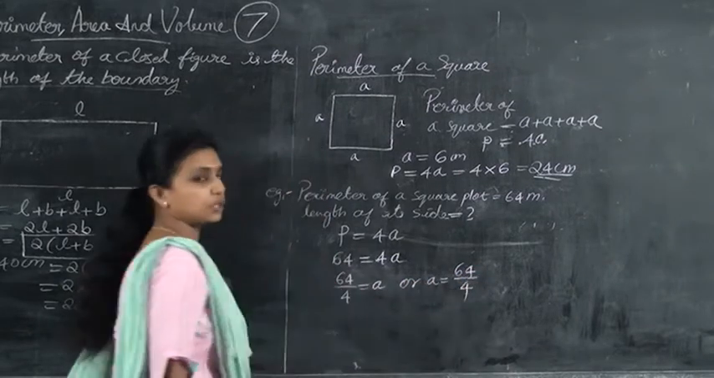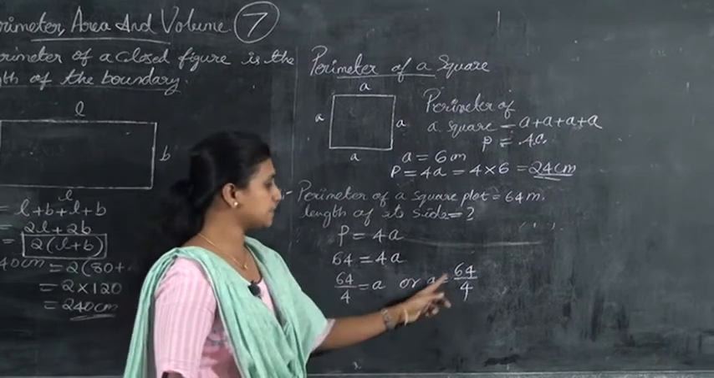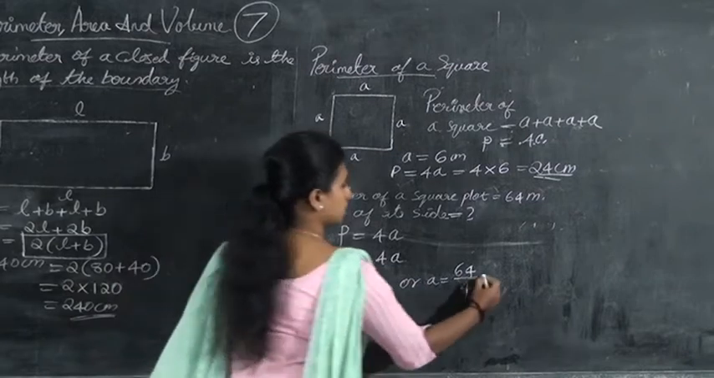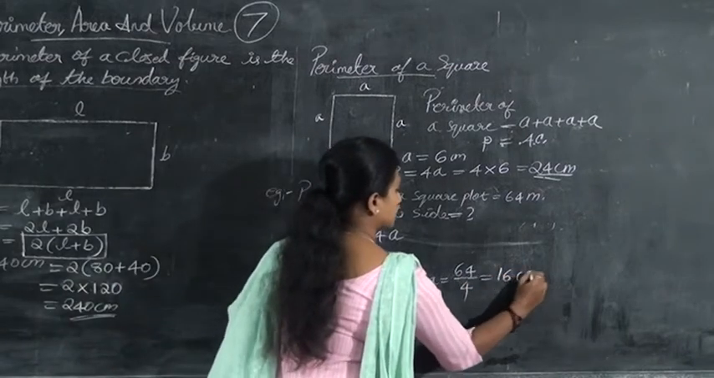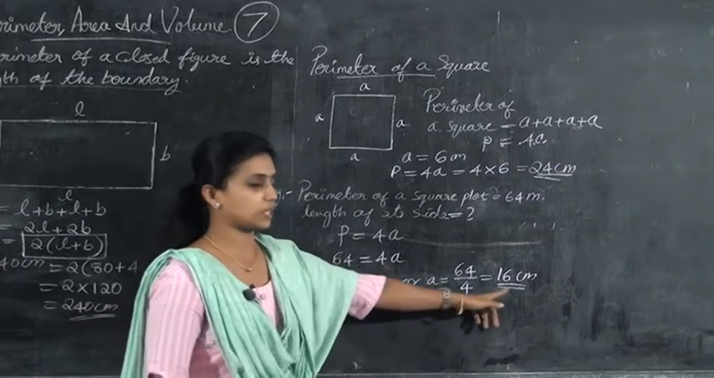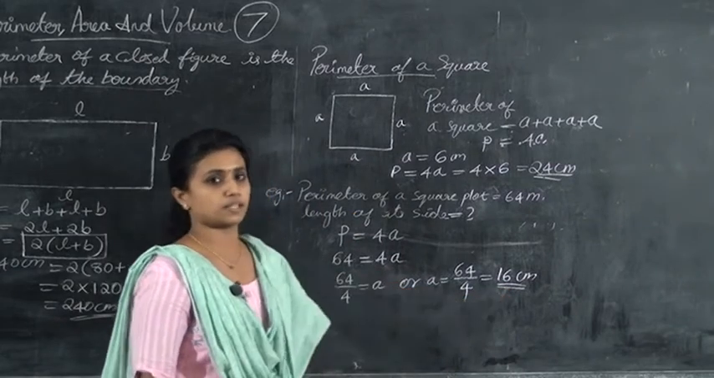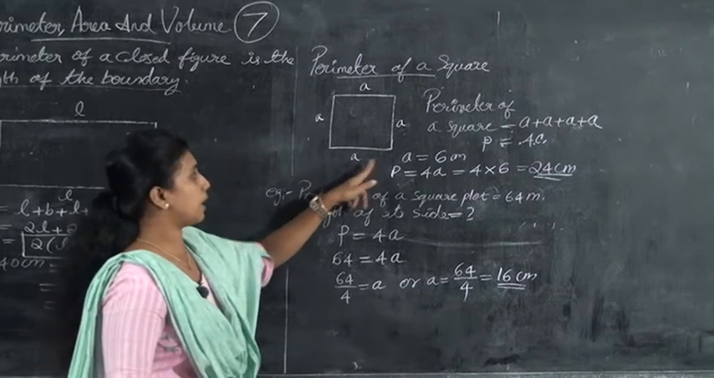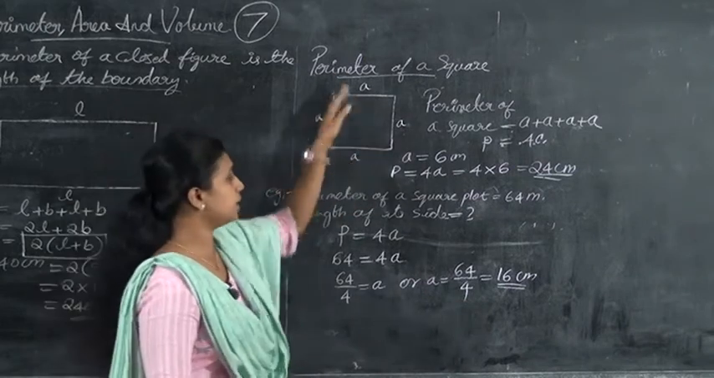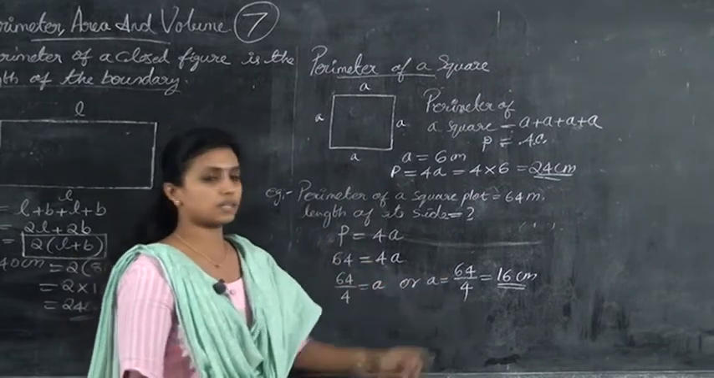Or a is equal to 64 by 4 എന്ന് എഴുതാം. You want to remember length of a side means perimeter by 4. What is the answer? It is 16 centimeter. Okay, answer is 16. 64 by 4 which is equal to 16. This is the length of one side. നിങ്ങൾ ആലോചിച്ച് നോക്കിയേ, 16 ആണ് ഇവിടെ. അപ്പോൾ ഇവിടെ എല്ലാം എന്തായി? പെരിമീറ്റർ 64 ആയി. Clear? These all are 16. Perimeter comes 64. Clear, children?